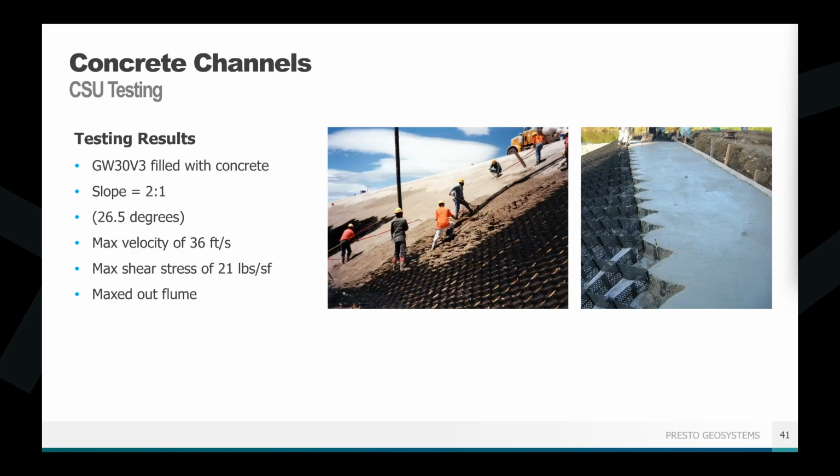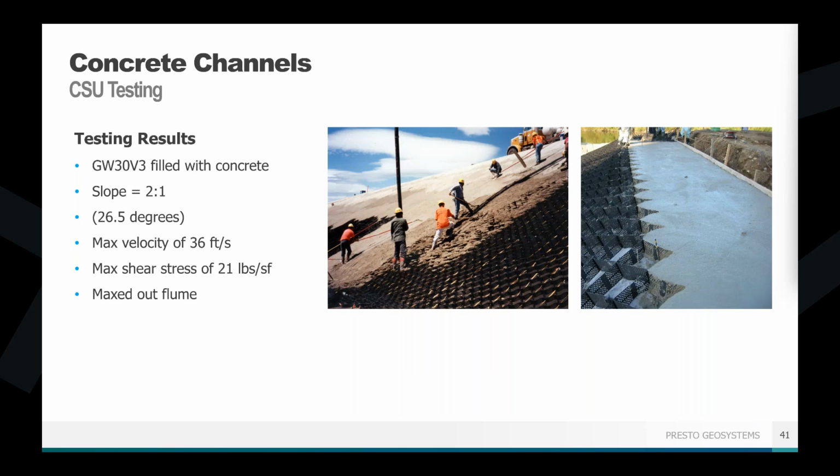And so, like I said, here are the results of that testing, maxed out at 36 feet per second. But it is going to be basically able to withstand any type of water flow or shear stresses that are going to be coming over this. So if you are going to be in an overtopping situation, maybe you're going to have really turbulent flow, anything like that, concrete is going to be a really good option.